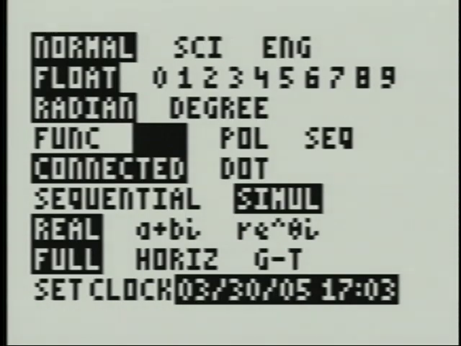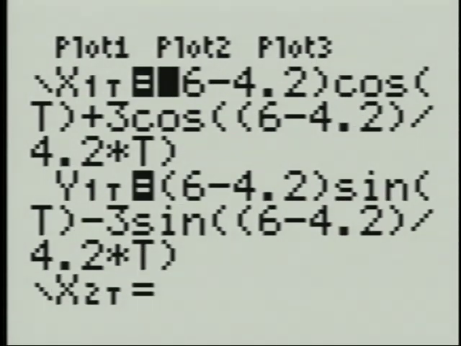I need you to change that to PAR. That stands for parametric. That's a certain kind of equation, and I'll show you what it looks like in just a moment. So all you need to do is hit Enter on that one. And then if you go back to the Y= key, if you're familiar with graphing on your calculator, you'll see a little bit of a different setup.